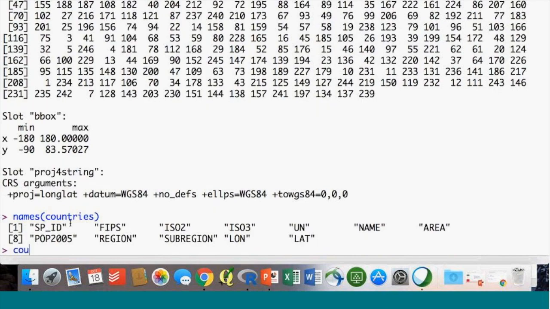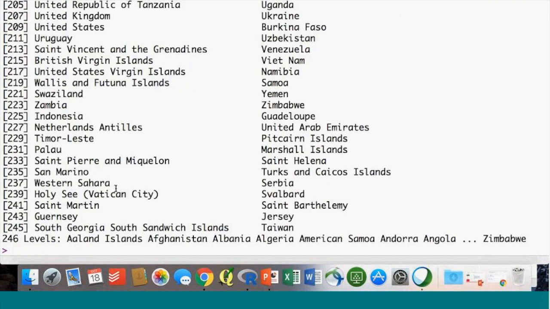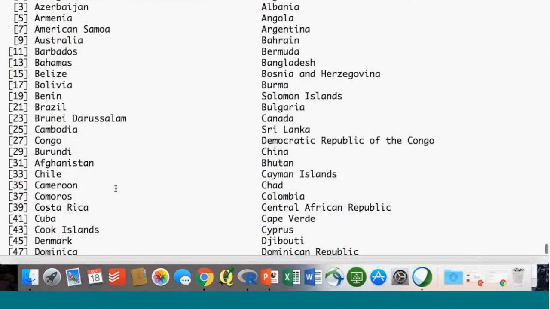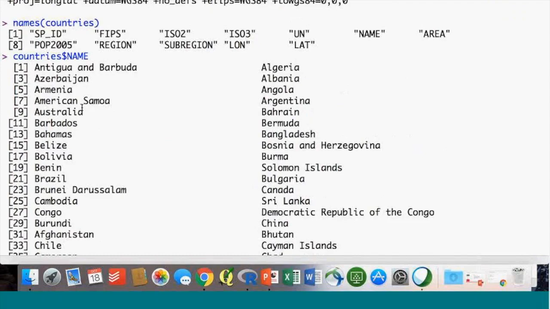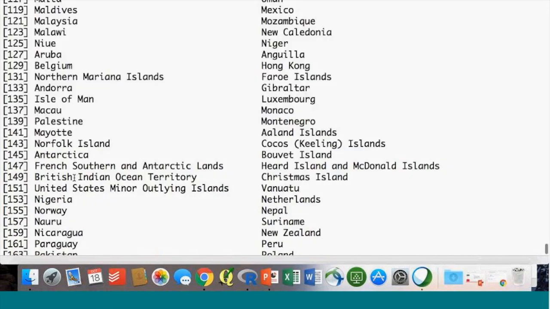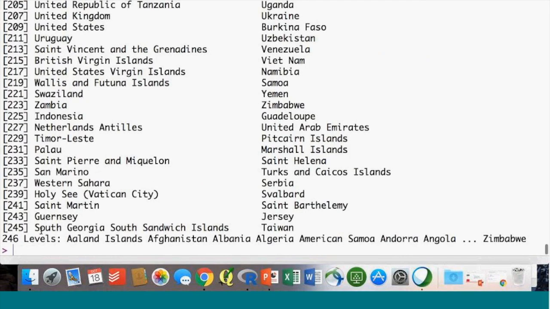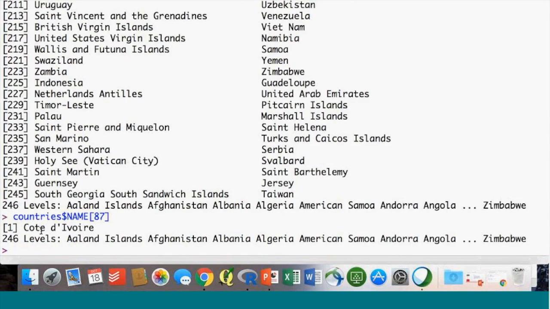And then if you just want to look at one of those fields, you can do something like countries, and then you can use your $ sign to subset it, say name, right? And then you get a list of all your country names, right? You can see how these are all indexed as well, right? They all have a number next to them because they're all in order in that DBF table, right? So if you wanted to say, for example, country's name, what's in spot number 87? Cote d'Ivoire, right? There you go. So anyway, just a quick demo of how you can find specific things within a bigger data set using R.